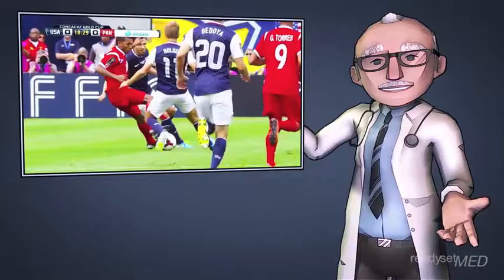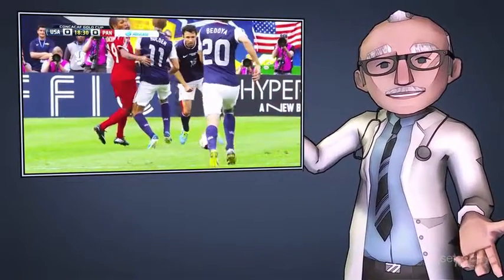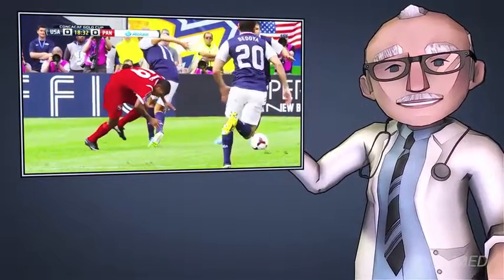To give us one example of this type of injury, let's take a look at how Stu tore his own ACL in the 2013 Gold Cup.